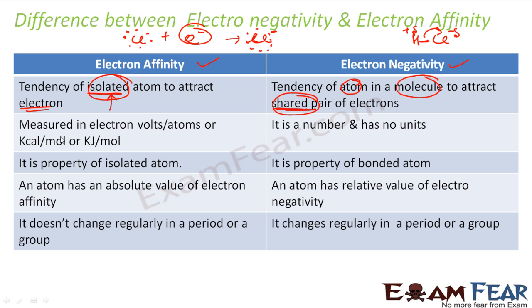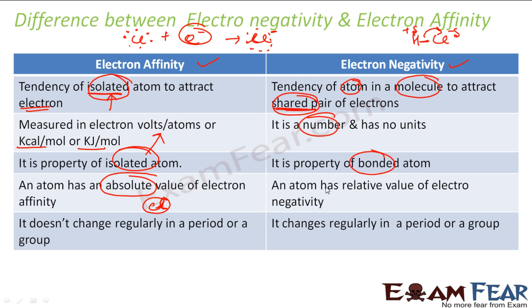Electron affinity is measured in joules per mole or kilojoules per mole. Electronegativity is measured as a number. It doesn't have any unit. Electron affinity is a property of an isolated atom, and electronegativity is a property of a bonded atom. An atom has an absolute value of electron affinity. So when I talk about chlorine, chlorine will always have one fixed number of electron affinity, irrespective of which molecule I'm talking about.